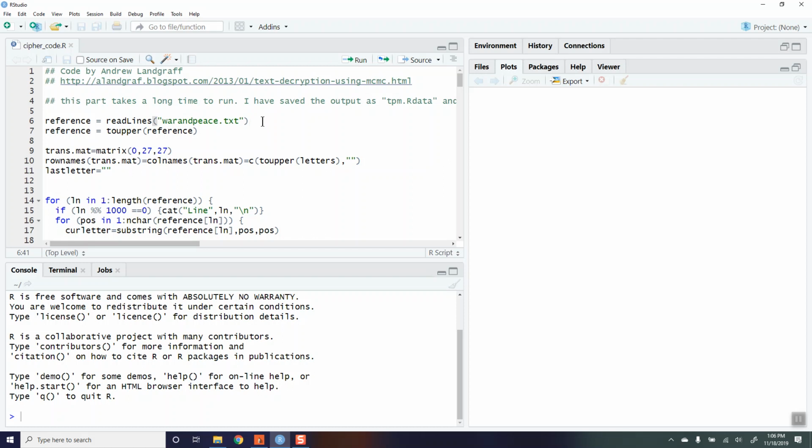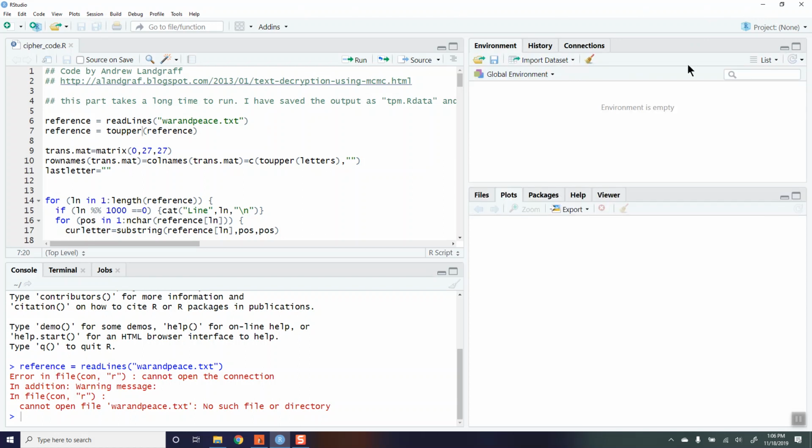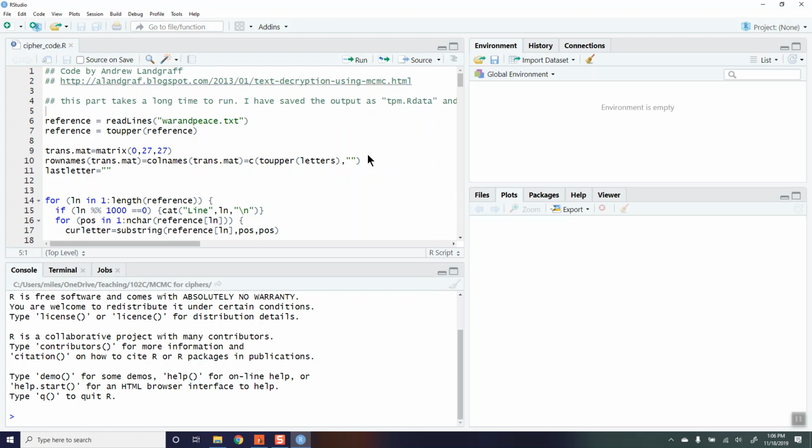I'm going to go ahead and load up our War and Peace giant text file. The reason why we're doing this is that we want to get a sense of what two-letter combinations are common in the English language.